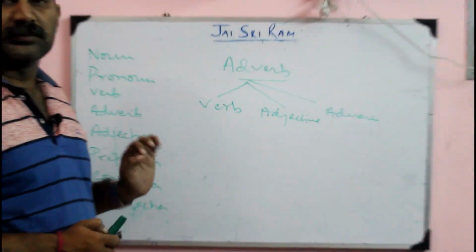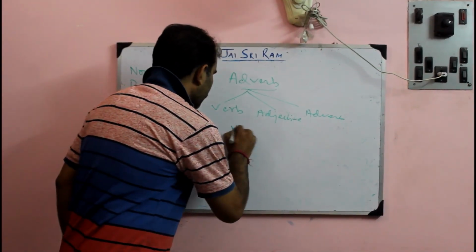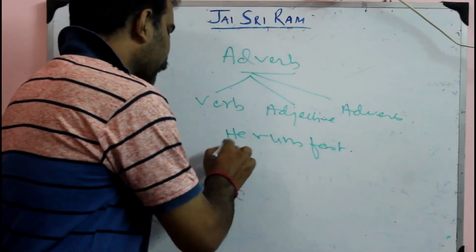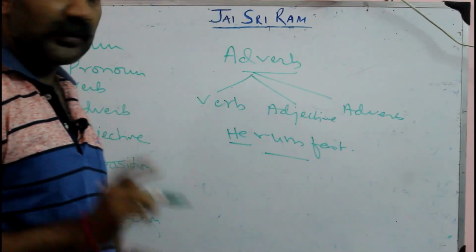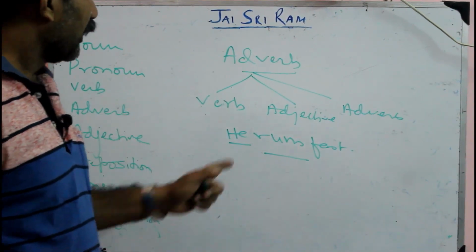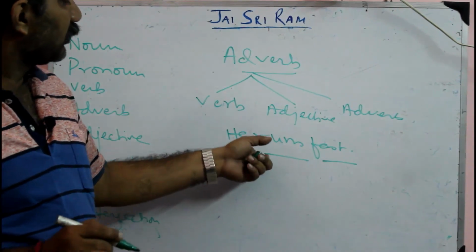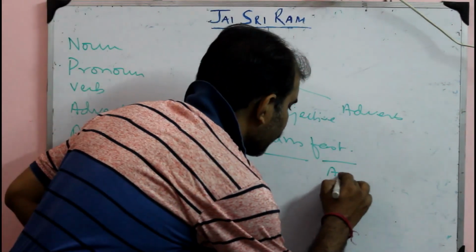Let us take two sentences to prove this point. He runs fast. This word is a pronoun which is the subject of the sentence. This word is a verb. Without verb we cannot write any sentence. This word is a word which qualifies the verb. It tells us about the manner of running. So this word is an example of what is known as adverb.